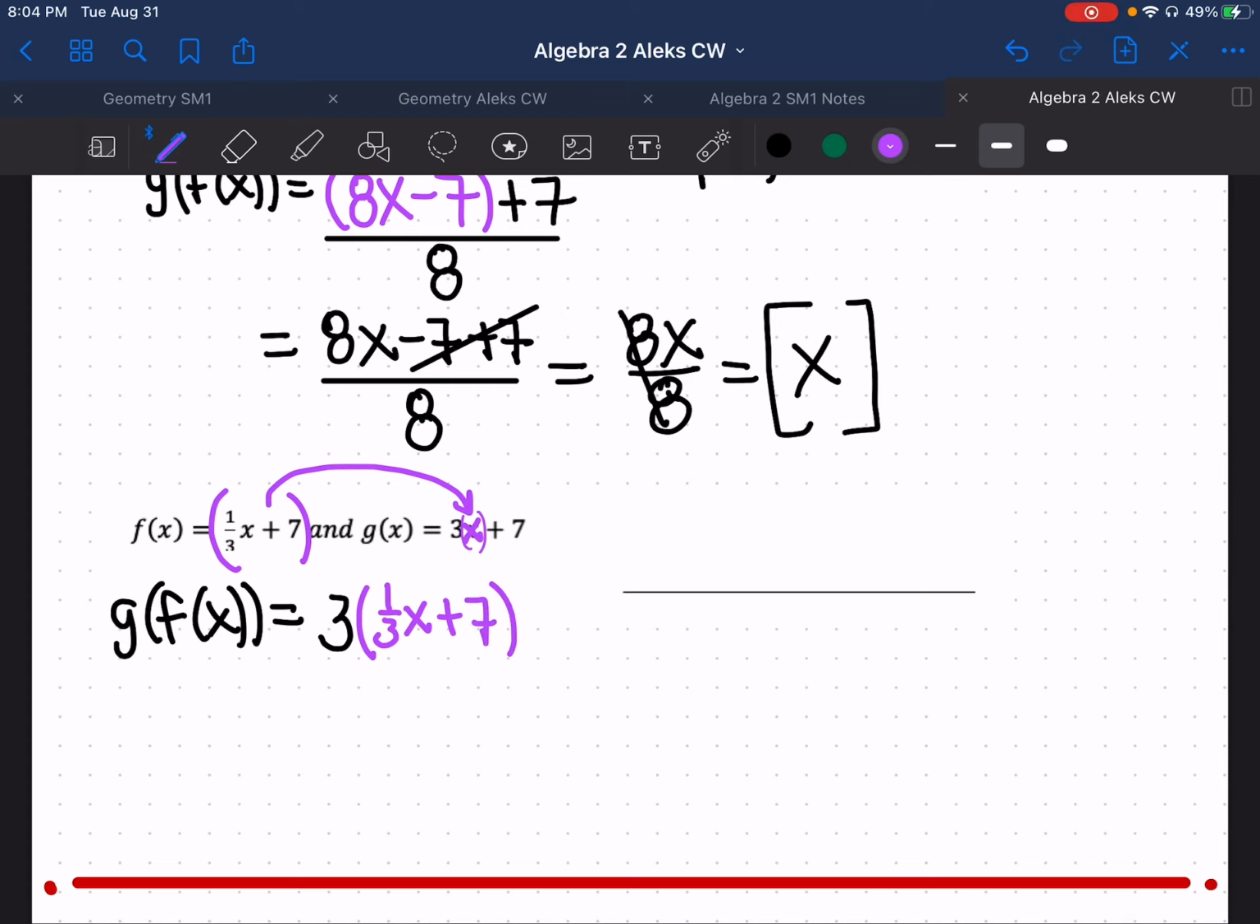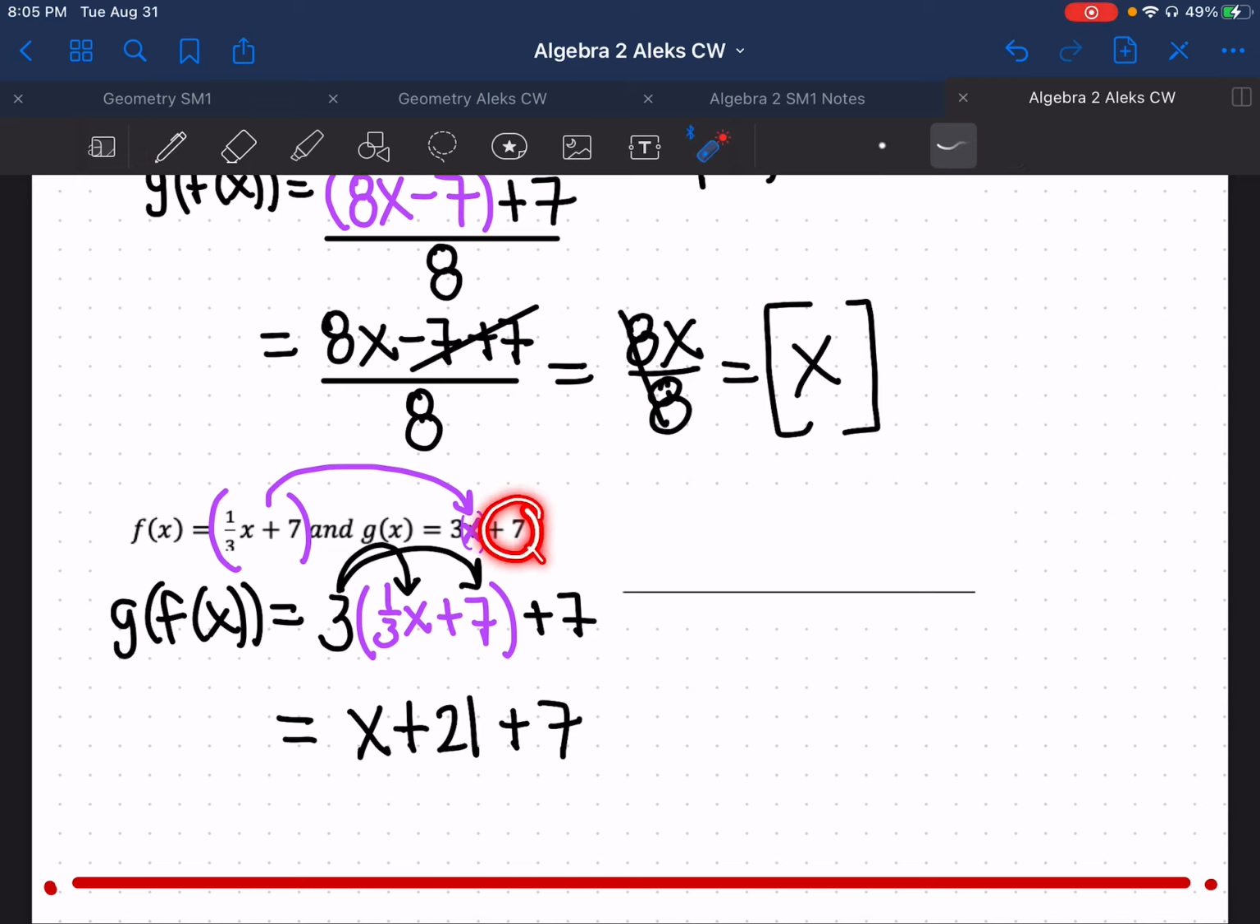So there it is. And I'm going to add that plus 7 because that was from g of x. Now for this one, I do have to distribute. Notice there is this number here in front of my parentheses. I must distribute. So 3 times 1/3, remember the fractions are going to cancel each other out, leaving me with x. That's good. And 3 times 7. Okay, this is what I have. I've distributed, and then I have my plus 7, which is from this guy right here.